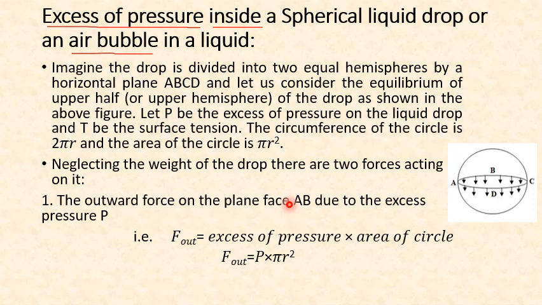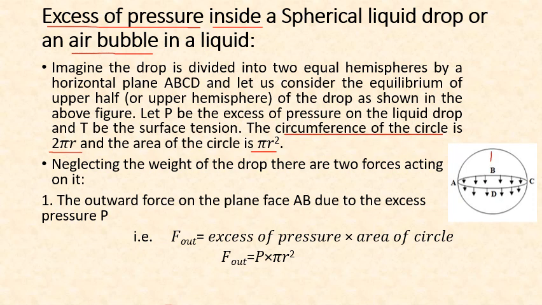To calculate this, we will imagine a drop which is divided into two hemispheres, upper hemisphere and lower hemisphere, by a plane ABCD. This plane ABCD separates the upper hemisphere from the lower hemisphere of the drop. Let this sphere have radius r. Since the radius is r, the circumference of the circle ABCD will be 2 pi r, and the area of this plane will be pi r square.